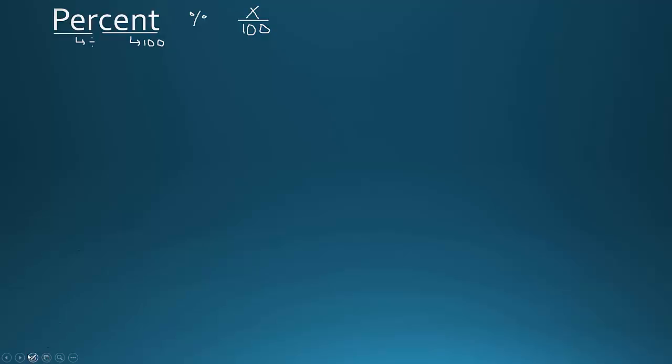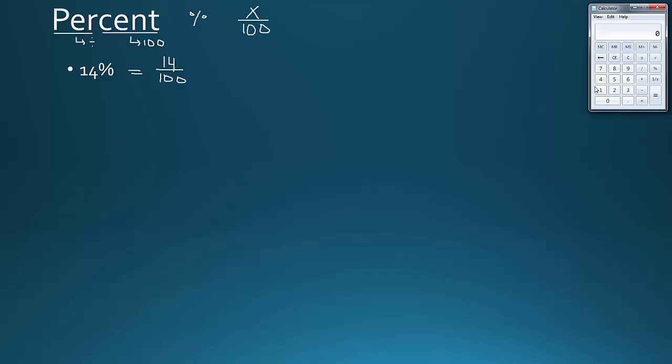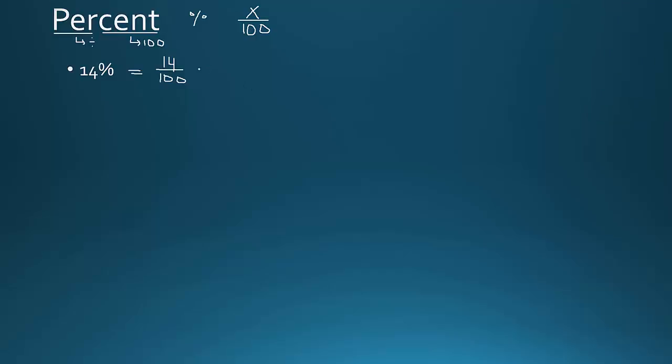Let's take a look at an example. If I have 14%, that literally means 14 over, or divided by, per 100. And I can change that into a decimal by just going to my calculator. So I type in 14 divided by 100, and I get the decimal value for this, which is 0.14.